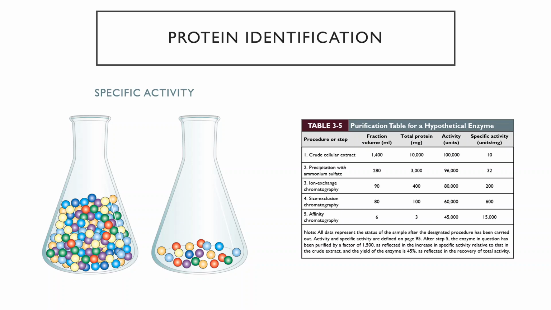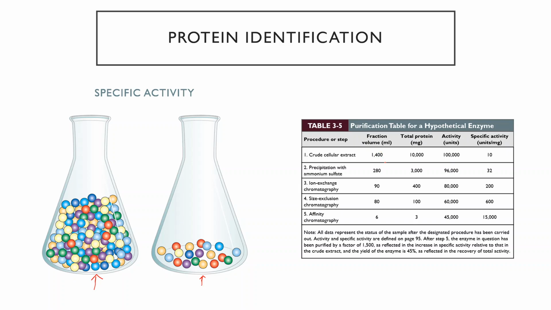So the difference between activity and specific activity is like the difference between the red marbles in this beaker on the left. So this beaker contains red marbles plus a bunch of other marbles. This beaker does too, but the total number of marbles is much smaller, and the number of red marbles as a fraction of all the other marbles has gone up. And so over here you can see kind of a typical fractionation or purification process.